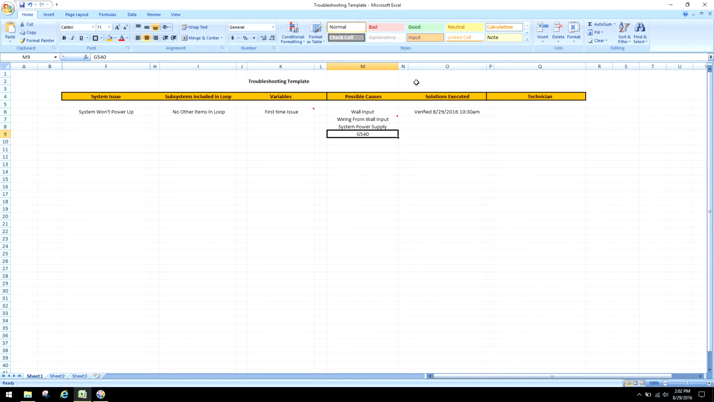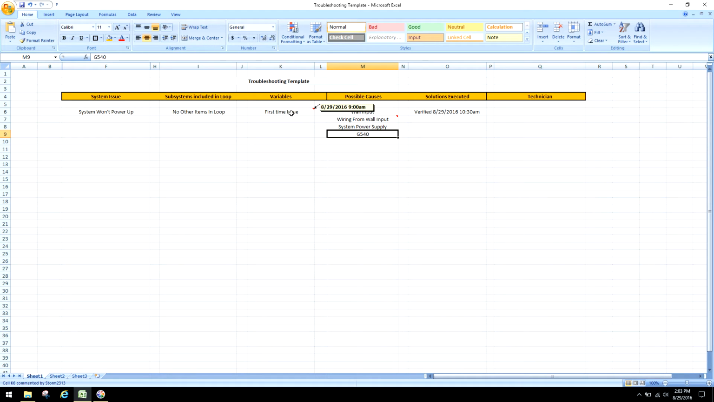So now, as you see what we're looking at here, I went from subsystems included in loop, no other items in loop. Now you understand what a subsystem is. We have variables. Now I wrote here first time issue. What does that mean? Well, if the system won't power up and it's the first time you've ever encountered it, logic states that we write down first time issue. I also wrote a note here, and you see me once again, I wrote down 8/29/2016 at 9 a.m. This is when this first occurred.